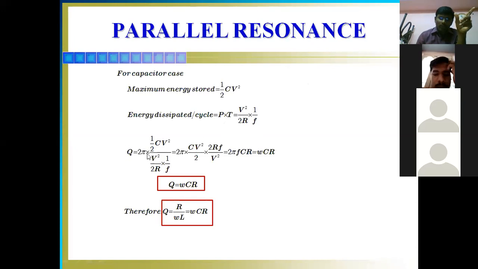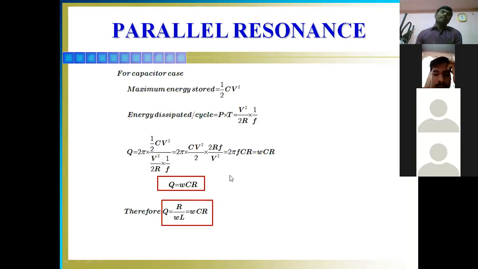Q is equal to 2 pi into half CV square by V square by 2R into 1 by F. From this, 2 into CV square by 2 into 2RF by V square. So V square gets cancelled, and these 2 get cancelled. Nothing in the denominator. So therefore, you can get 2 pi F CR, and from this, omega CR. Therefore, Q is equal to omega CR.